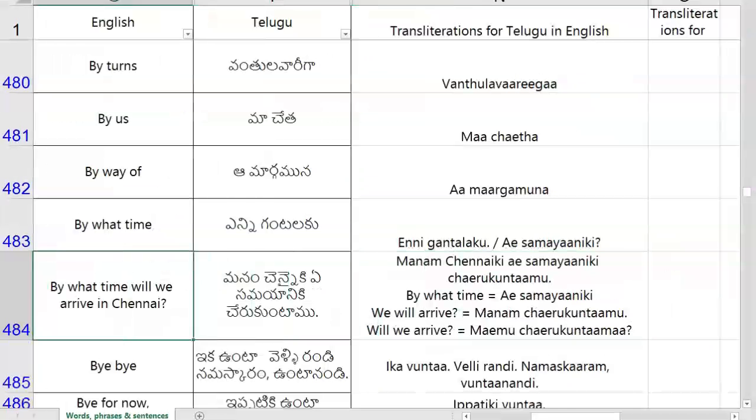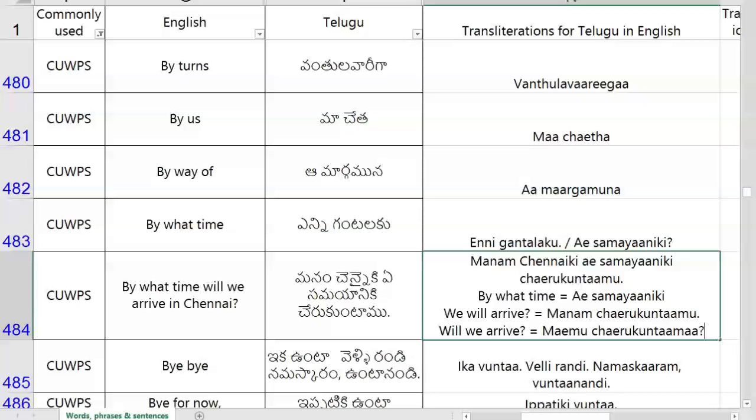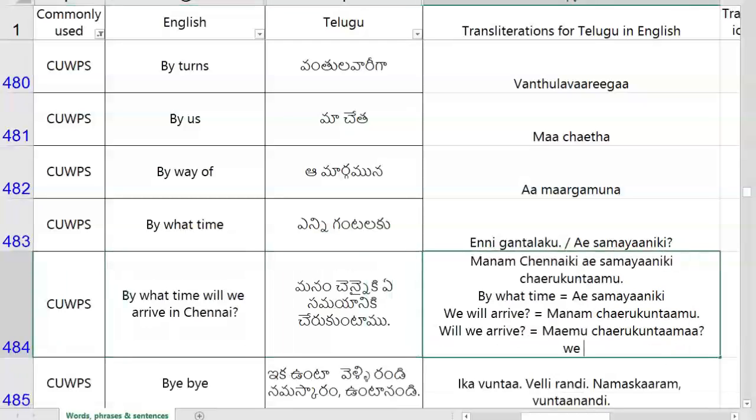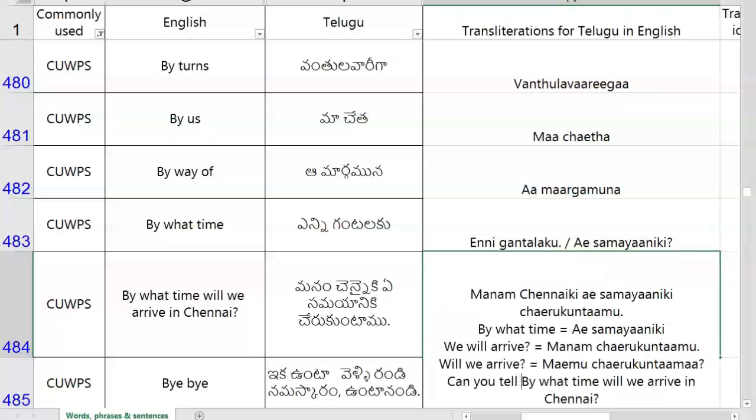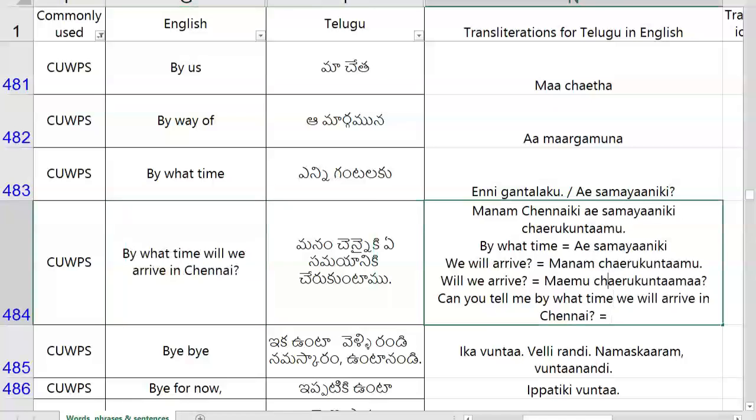There is another situation, so let me write here. If I write can you tell me by what time, in this context I need to change it like this. Here we are not asking can you tell me, chebutara. So we are just asking without this. So in that context it will be like this, మనం చెన్నైకి ఏ సమయానికి చేరుకుంటాం.